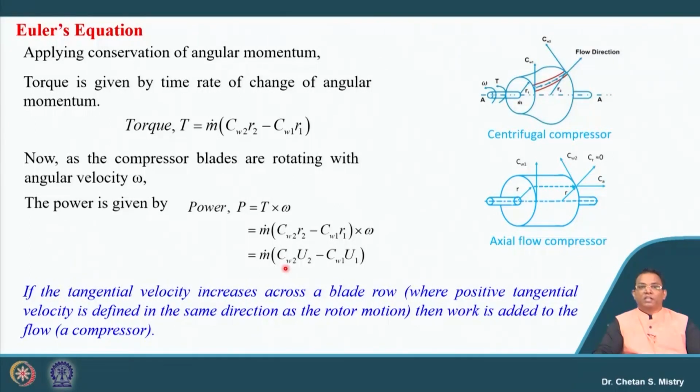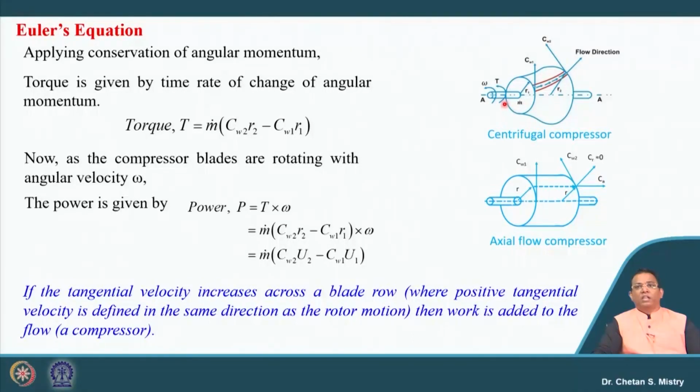Here in this case, it says if my tangential velocity is increasing across the blade row, that means positive tangential velocity defined in the same direction of my rotation, then work is being added to the flow, and that is what is called a compressor. This is very important.